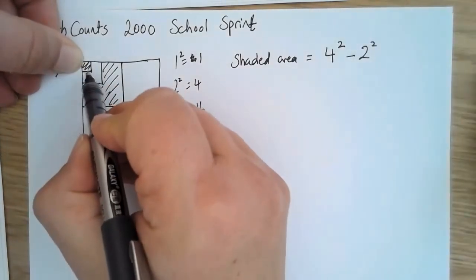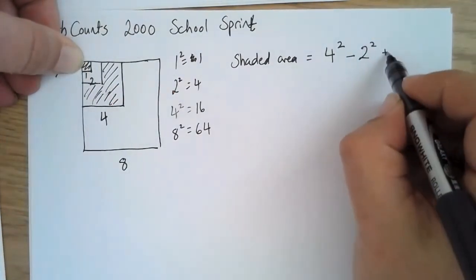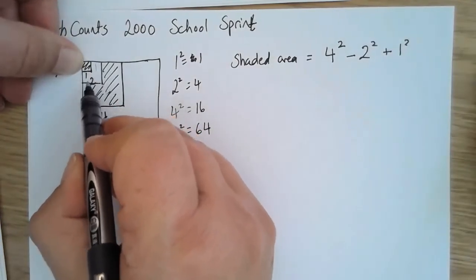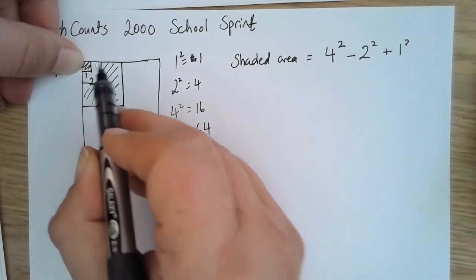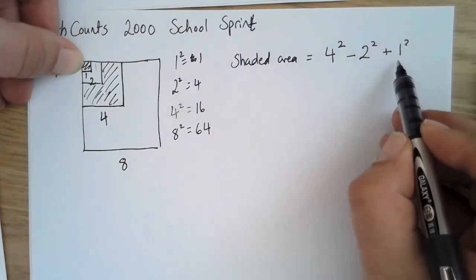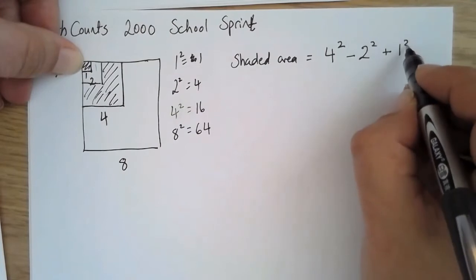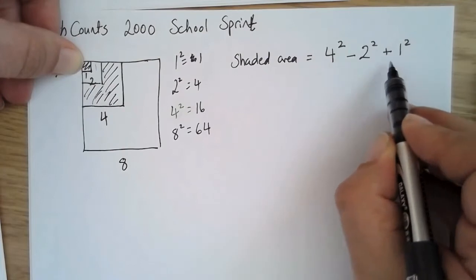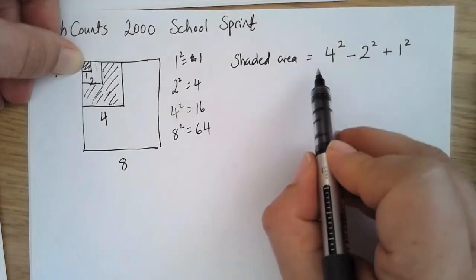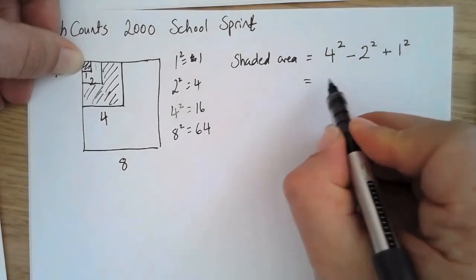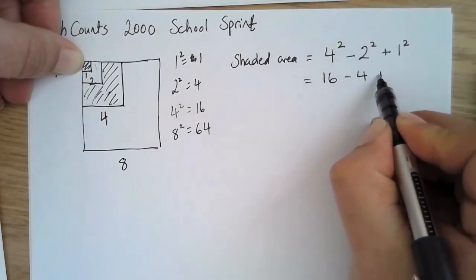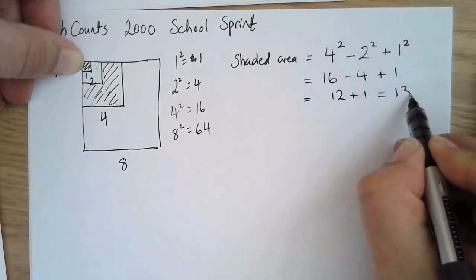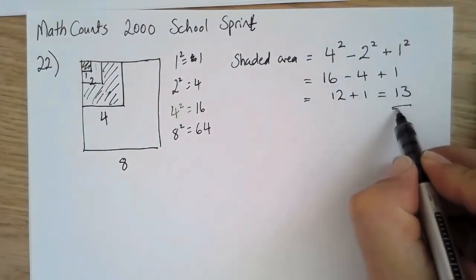But then we want to add this bit back in again, because we need to have this shape cut out, really. We're looking at this L shape, and this L shape is 2 squared, and then we have to add in this. Order of operations, adding doesn't come before subtracting. When we've got adding and subtracting, we have to go from left to right. 16 subtract 4 is 12, add 1 equals 13. And this is our answer.